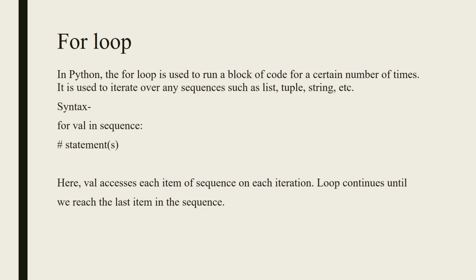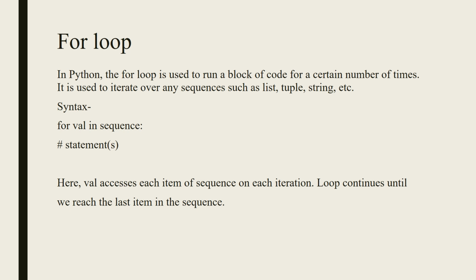For loop. The for loop is used in the case where a programmer needs to execute a part of the code until the given condition is satisfied. The for loop is also called a pre-tested loop. It is best to use a for loop if the number of iterations is known in advance. The for loop is used to run a block of code for a certain number of times. It is used to iterate over any sequence such as list, tuple, string, etc.